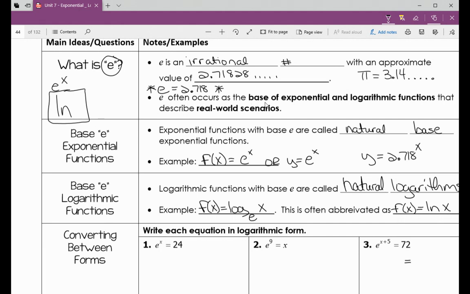So e often occurs as the base of exponential and logarithmic functions that describe real-world scenarios. So base e exponential functions: exponential functions with base e are called natural base exponential functions. So for example, you may see f of x equals e to the x power, or remember, you can take f of x out, replace it with y. So you might see y equals e to the x power. So basically what that is, y equals 2.718 to the x power.